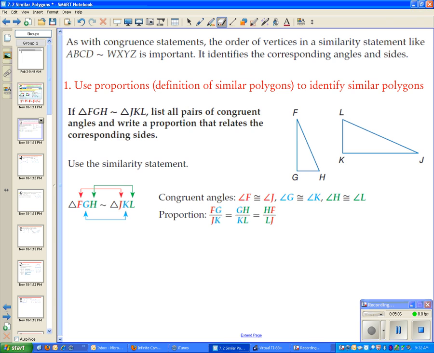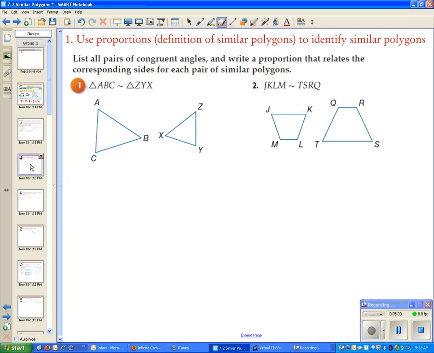Okay? Let's see if we can do that. This is part of your assignment from page 468. We're supposed to list all pairs of congruent angles and write a proportion that relates the corresponding sides for each pair of similar polygons. All right, now, leave a space for number 1 or just do number 2 before you do number 1. And I don't care. Let's do number 2 together because it's got 4 vertices instead of 3. I'll let you do number 1 by yourself in just a second.